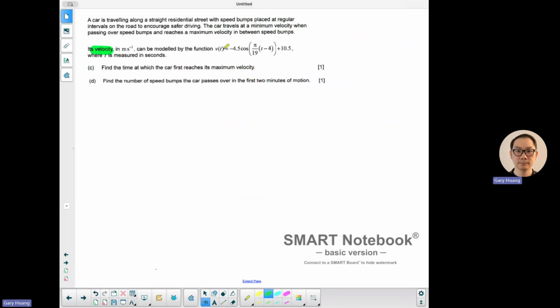So here's the velocity function. And you say, find the time at which the car first reaches its maximum velocity. Okay, so what we can do is we can actually take the derivative and then find where the derivative is equal to 0, and then figure out whether it's a maximum or minimum. But you say, well, it's only a 1 mark question, right? Why do we do so much work?